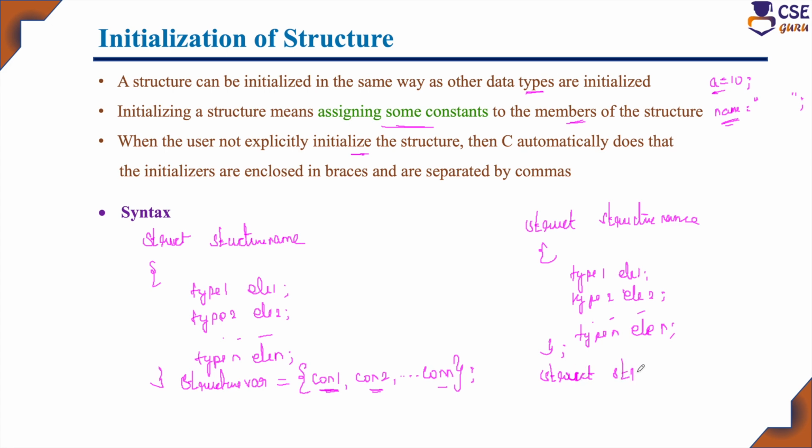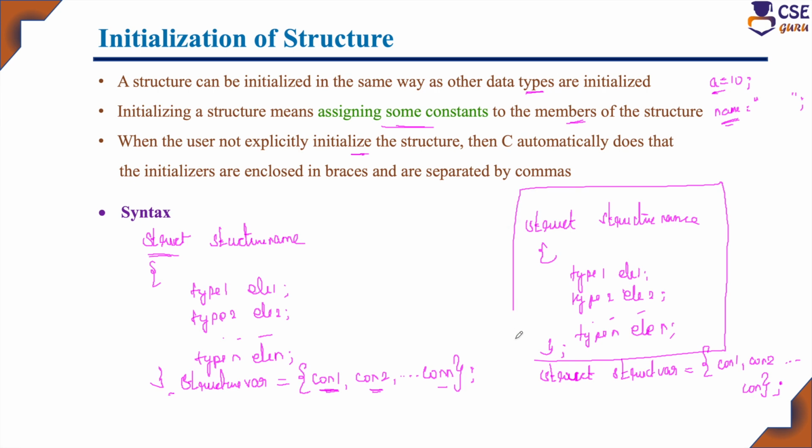Then the structure variable equal to. See here, if you are combining, there is no need to specify the struct keyword. If you are not combining the declaration, you end it here. Then, to declare the variable, use the struct keyword and then the structure variable, constant 1, constant 2, up to constant n, then it should end with a semicolon. So this is the structure declaration, and this is the structure variable value assignment. That is also possible. Both ways you can do the declaration.